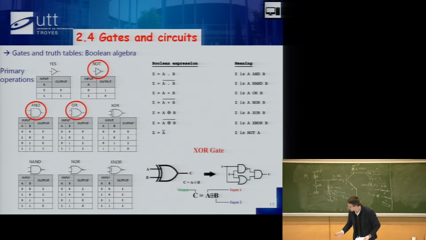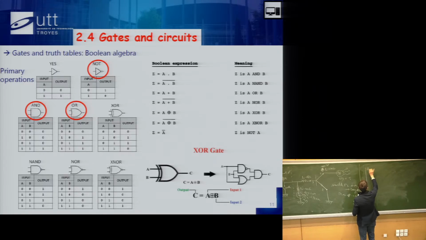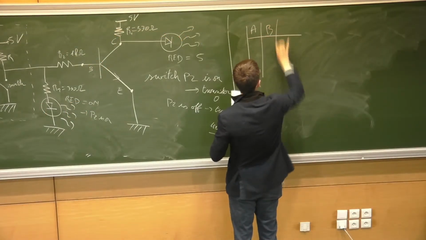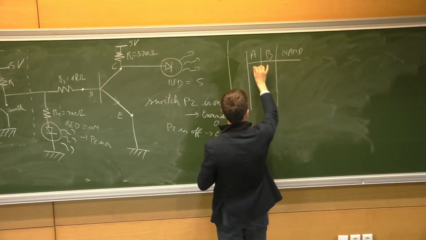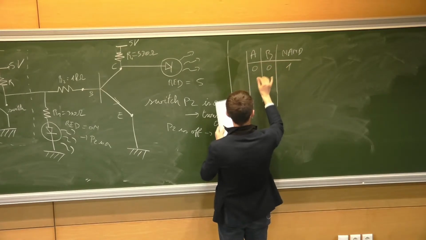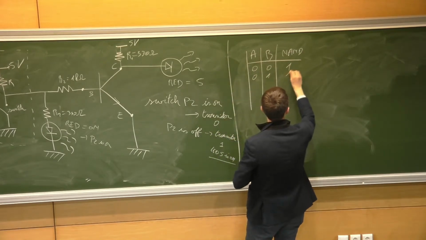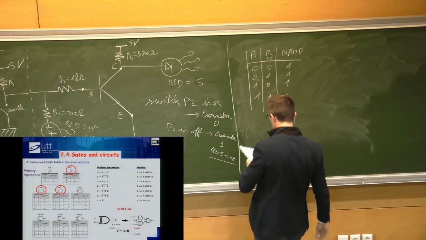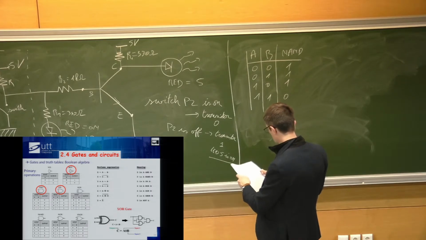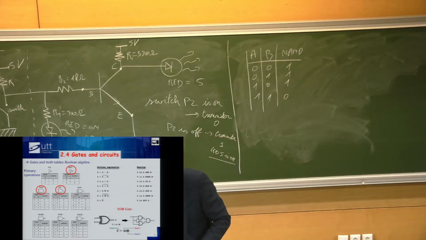So the first thing is you take A and B, and you send A and B to a NAND gate. So I can write that. So I've got a truth table. Okay. So that's 0, 0, which will give me a 1. 0, 1 will give me a 1. 1, 0 will give me a 1. And 1, 1 will give me 0 because it's the opposite of an AND gate.